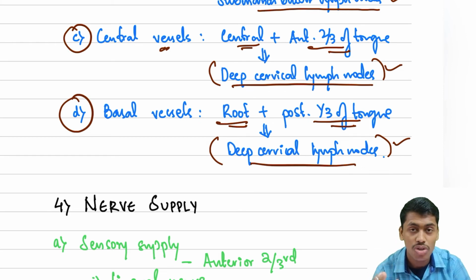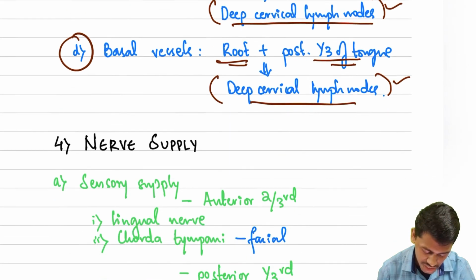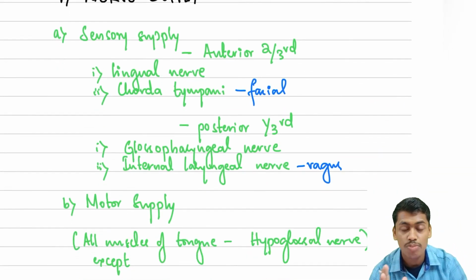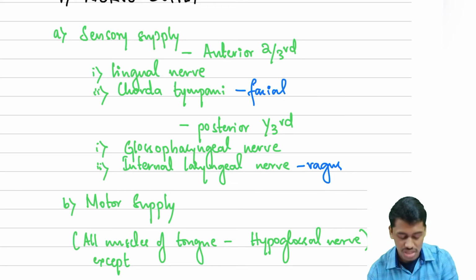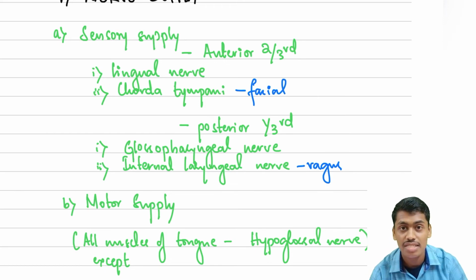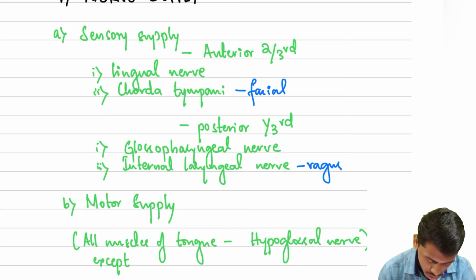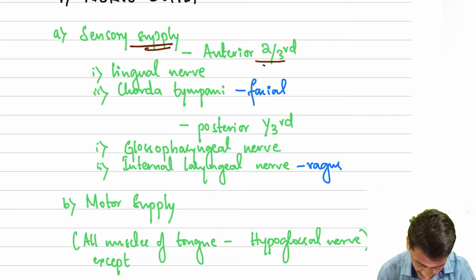Now finally we will go on to learn about the nerve supply of the tongue, which is an important part. What about the nerve supply of the tongue? It has both the sensory supply as well as the motor supply. First we will discuss the sensory supply. In the sensory supply we will discuss the anterior two-thirds, and then the posterior one-third. Moving on to the nerve supply and coming to the anterior two-thirds.